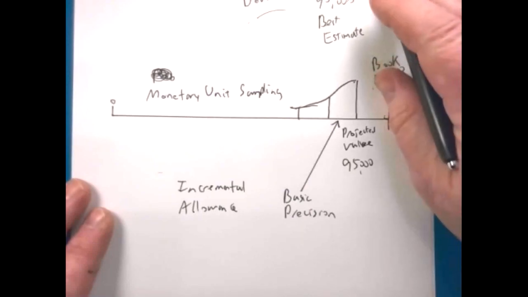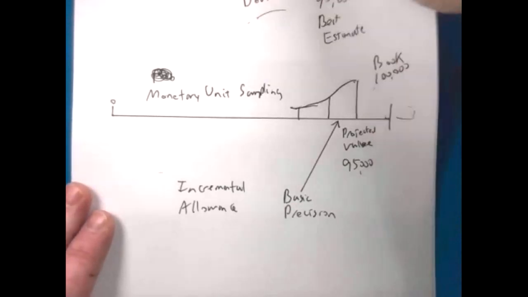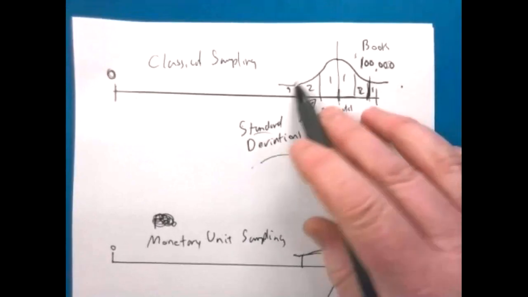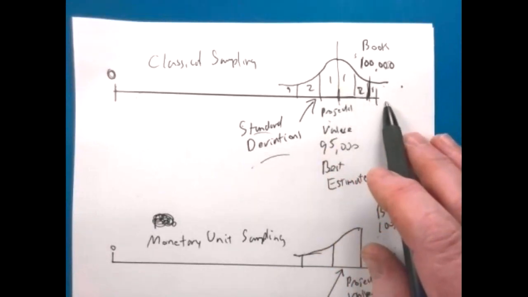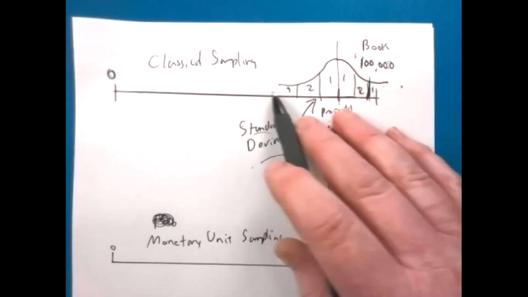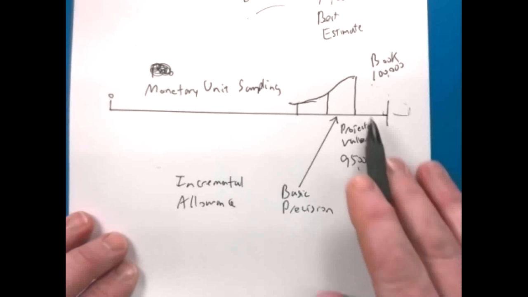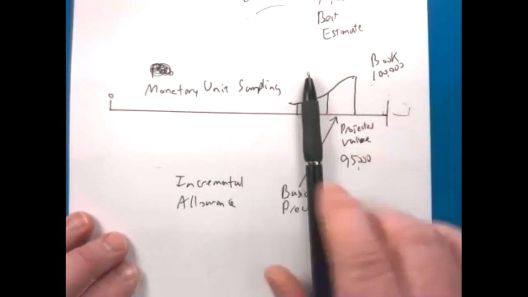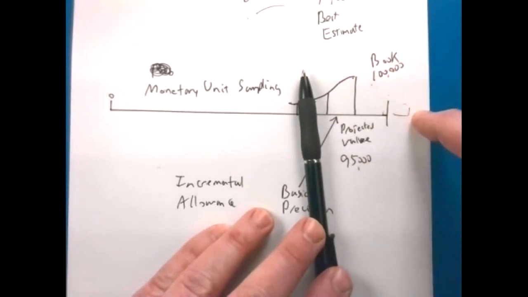You can't see what I'm doing, I'm off the screen. For this one up here, it's possible it could be an understatement. Even if you came up with a projected value of 95,000, it's possible that the real amount could be 106,000 or whatever. But this one cannot be an understatement. So it has to be an overstatement, and this will just come down, and we see how much of an overstatement we have.